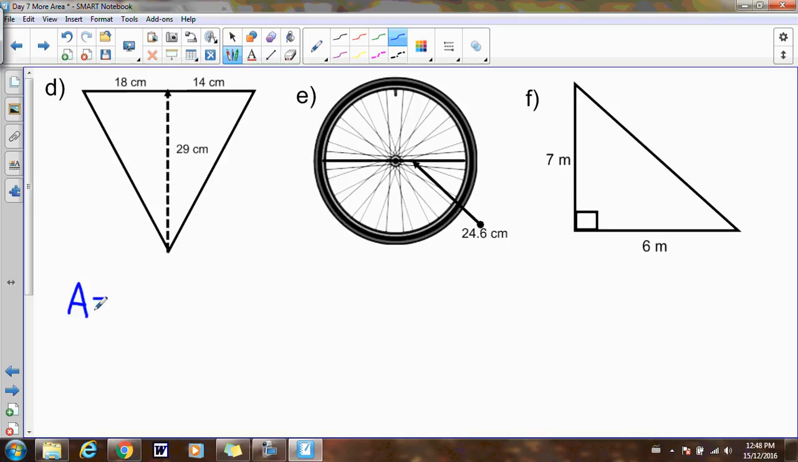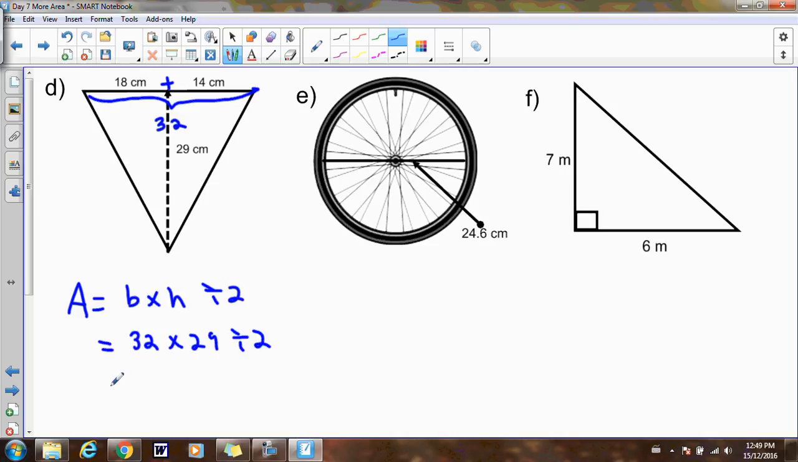The area of this triangle, we do base multiplied by the height divided by 2. So the base here is actually this entire length here. So you need to do 18 plus 14, which turns out to be 32. So the base is actually going to be 32 multiplied by the height, which is 29, divided by 2. You should get 464 centimeters squared.